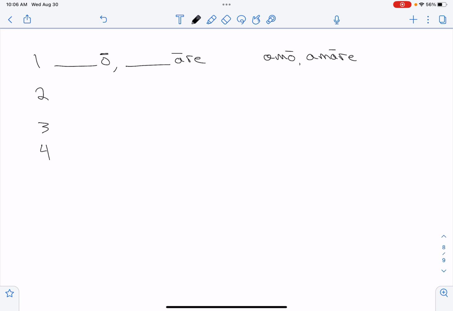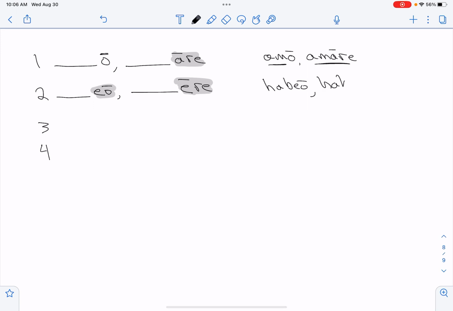And that means I love, to love. And the reason it's first conjugation is because it's got this A-R-E. Second conjugation verbs end in EO and ERE. And that E has a long mark. And that's an important long mark because we're going to see another ERE without one. So EO, ERE. So an example of a Latin verb that you might have seen is habeo, habere, to have. I have, to have.